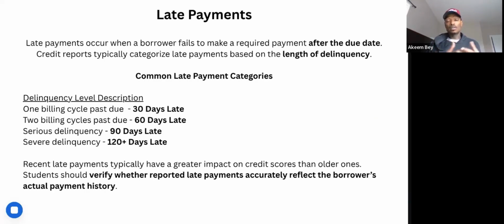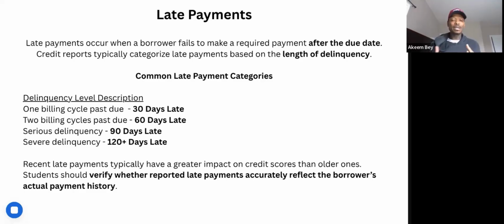The next category is late payments. And late payments occur when you fail to make the required payment after the due date. Credit reports typically categorize late payments based on length of delinquency. So common late payment categories are one billing cycle past due, meaning 30 days, two billing cycles past due, meaning 60 days. A serious delinquency is considered 90 days out, and very severe is 120 days out. After about 180 days, they will charge off that account.